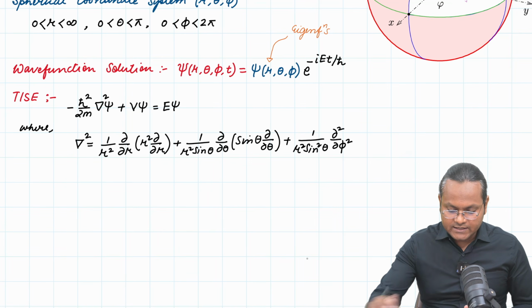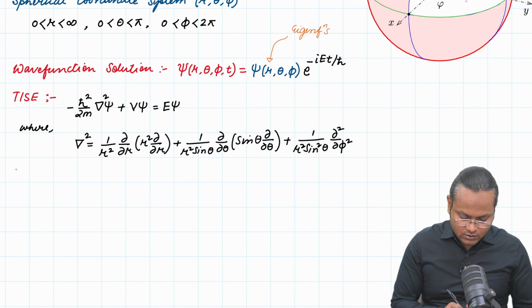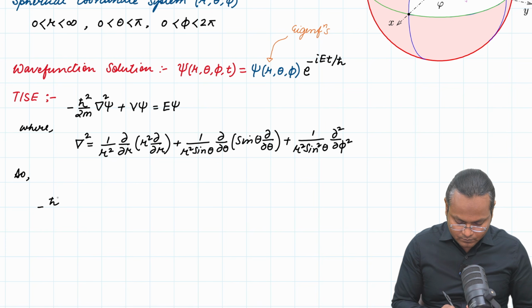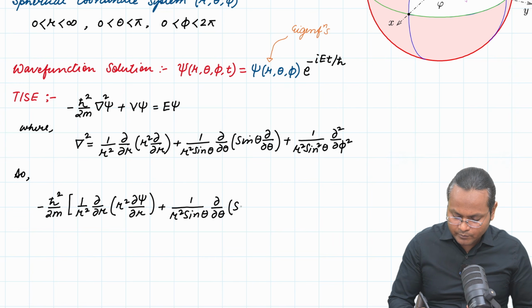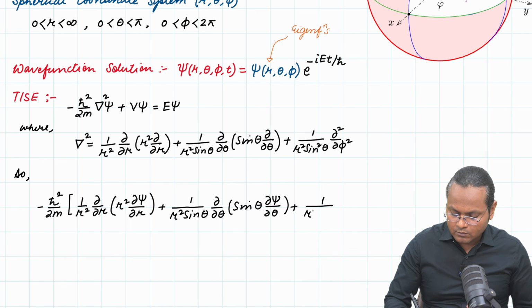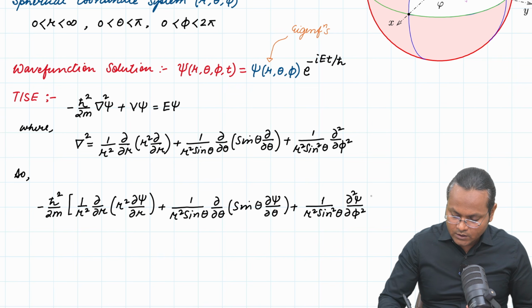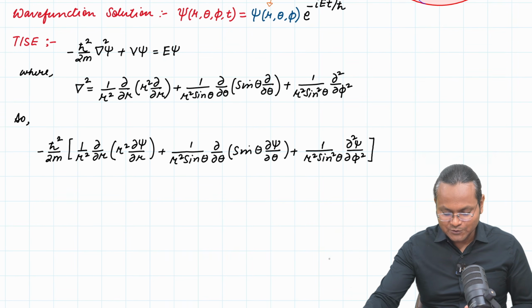This leads to the detailed shape of the Schrodinger equation, which is minus h cross square upon 2m, 1 upon r square del upon del r of r square del psi upon del r, plus 1 upon r square sine theta del upon del theta of sine theta del psi upon del theta, plus 1 upon r square sine square theta del 2 psi upon del phi 2.